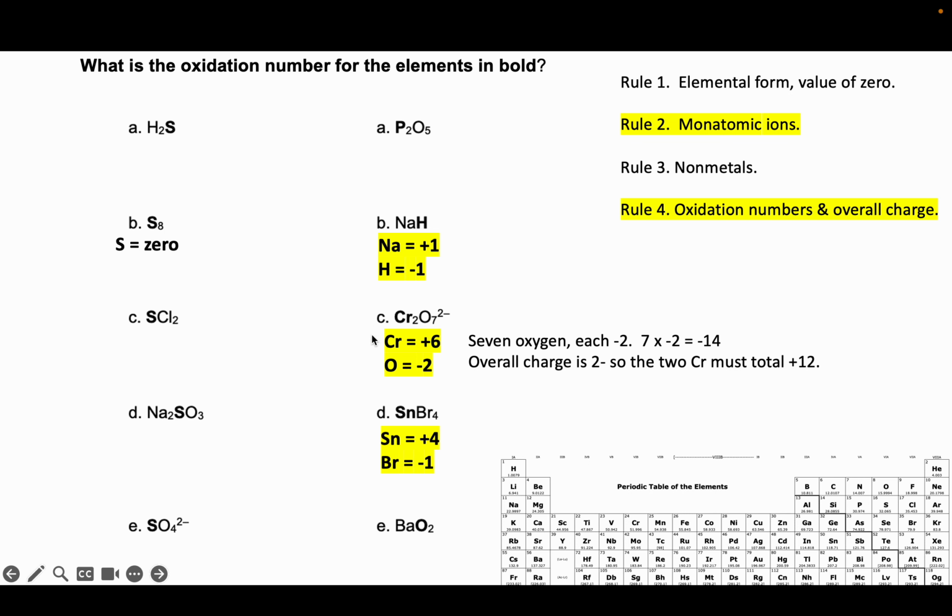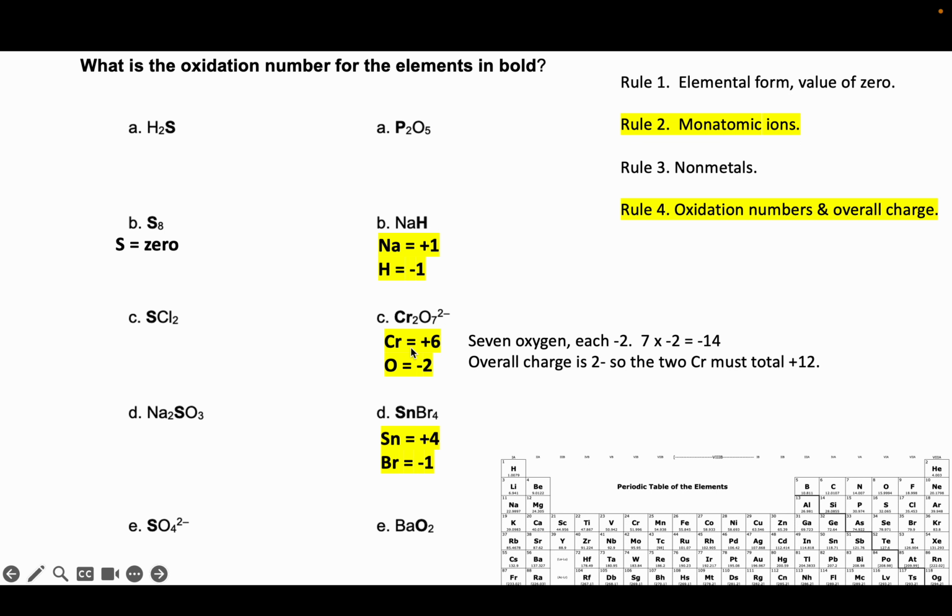Same thing applies here. I see chromium and I see oxygen. I see that there are 7 oxygen atoms. Oxygen is almost always going to be -2. 7 times -2 gives me an overall charge of -14, coming from the oxygen. For the polyatomic ion itself, it's a 2-. So therefore, the 2 chromiums must add up and give me a total charge of +12. If each of them is +6, that reaches the +12. So I'm doing this back and forth, starting with what I was most certain of, which was oxygen, that would be -2, and then applying rules 2 and 4.